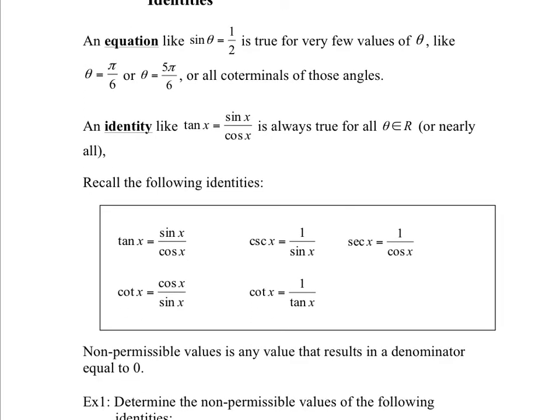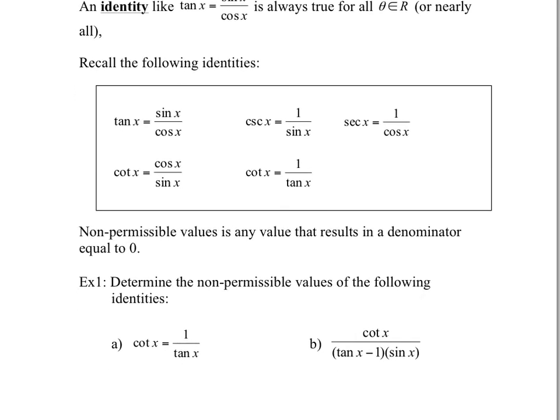So for example, tan x is equal to sine x over cos x. That's one of the identities we learned earlier. So this is something that's true for any value of x. Any value for the angle you plug in there, that will be true, again, mostly.